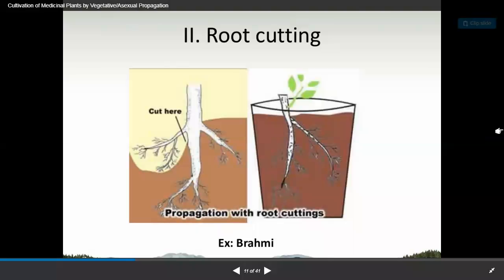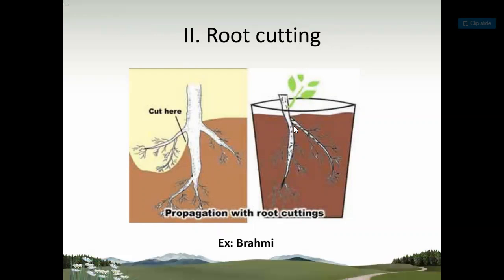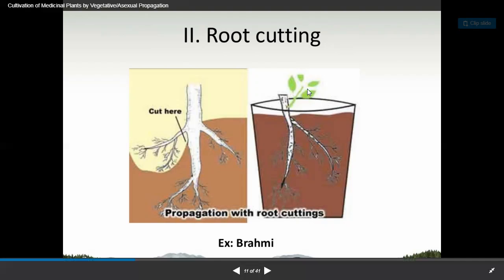The next one, the root cutting. In the root cutting, brahmi is the example. For propagation with root cutting, only roots are required. If you cut the root from the parent plant, covering the maximum portion of the root for further development, and put it into a different pot or different place where the proper nutritional requirement of that particular plant is fulfilled, it will be able to develop the leaves and stem.